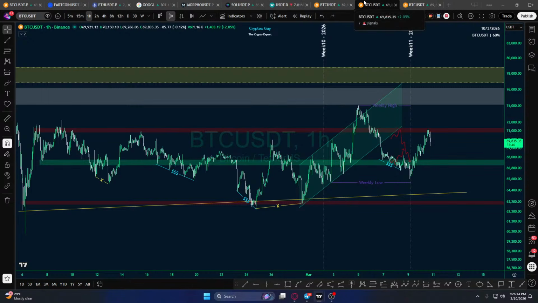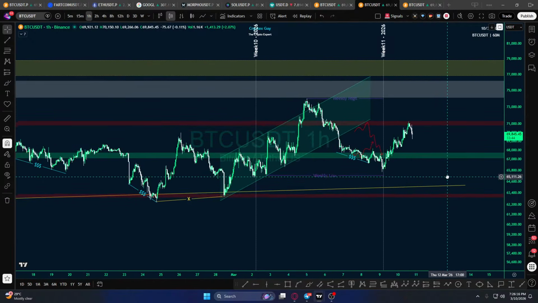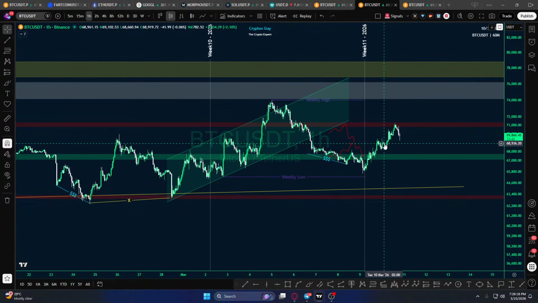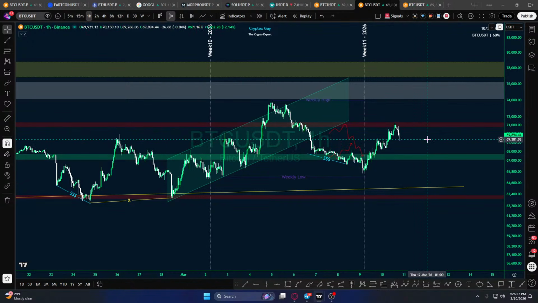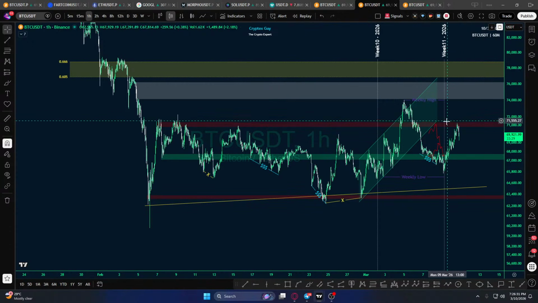So we are starting the stream update. Yesterday we were around $69,000, and we pumped toward $71,000 and we just tapped this red zone. This red zone is the POC on my chart.